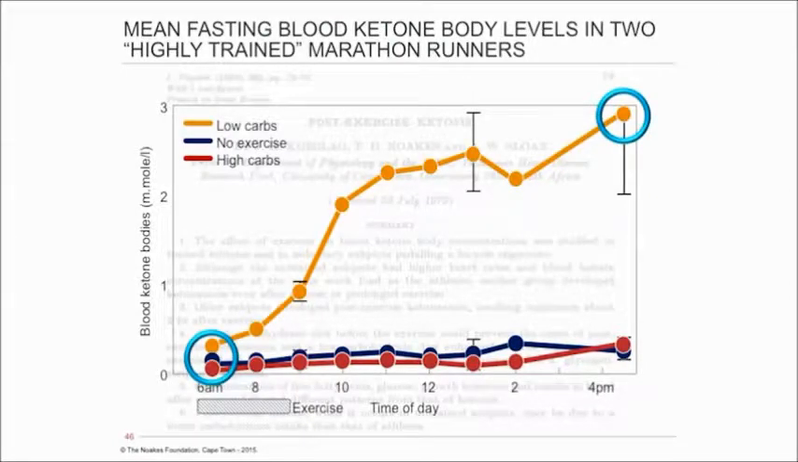And what you see is that when we ran for 2 hours and ate the high carbohydrate diet for the 3 days before, our ketone bodies stayed very low. However, when we ate the low carbohydrate diet, at the end of the exercise, our ketone bodies were 1, and then they rose to 2 or 3. And we both followed a very similar pattern. And this is nutritional or exercise-induced ketosis.